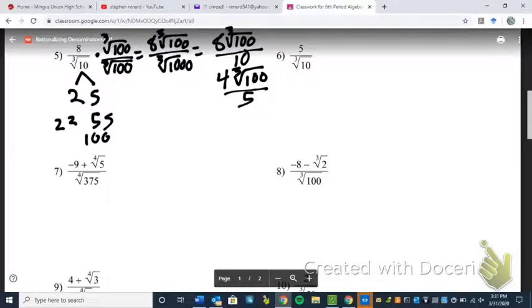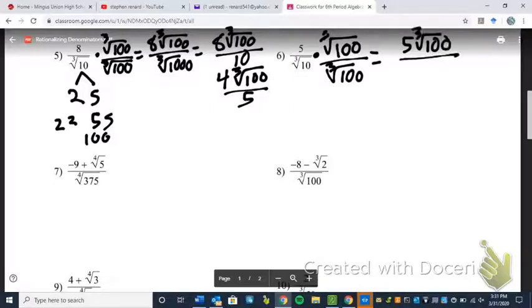So number 6. Again, we have the cubed root of 10 here. So we know that what we need to do is multiply it by the cubed root of 100, right? So we have the same denominator as we did in number 5, so we need to multiply by the same thing. So that's going to give us 5 cubed roots of 100 over 10. 5 over 10 reduces to 1/2, so we have the cubed root of 100 over 2. Hopefully this is starting to make sense.